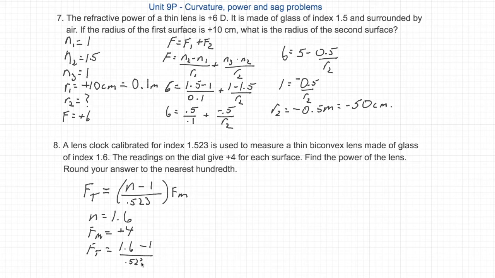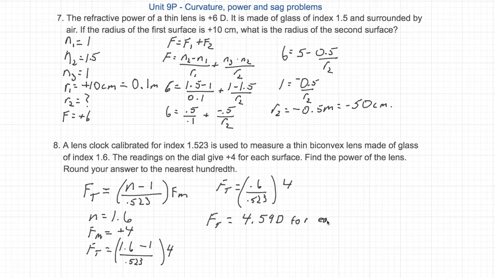So the true power equals 1.6 minus 1 over 0.523 times 4. And we work out the math. And we find that the true power equals 4.59 diopters. Now that's just for one surface. There are two surfaces, so we need to double it to find the true power of the entire lens. And we get plus 9.18 diopters.